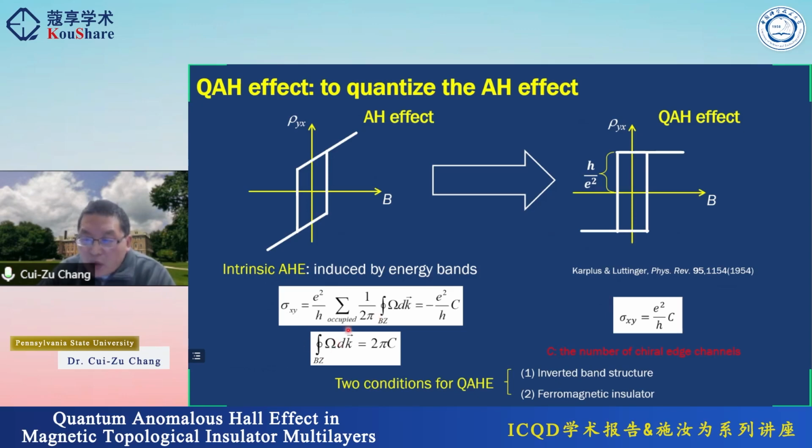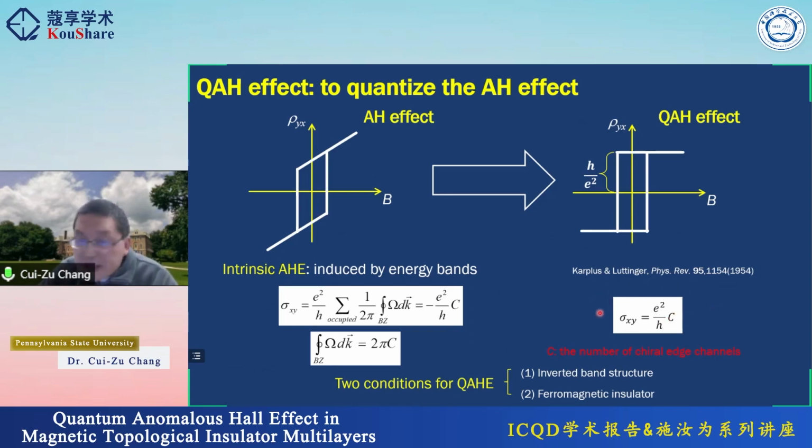We know that the integral of the Berry curvature in the first Brillouin zone equals 2 pi times C. C is an integer number. We usually call it the Chern number. So from these two equations, actually we could get a very simple equation: the Hall conductance sigma xy equals e squared over h times C. C is the Chern number.